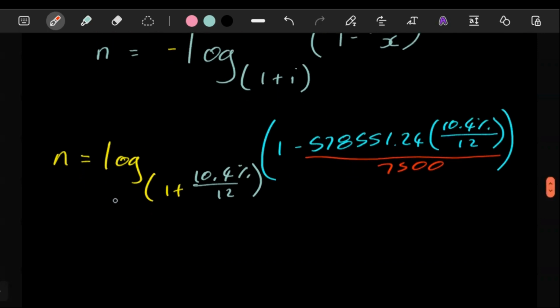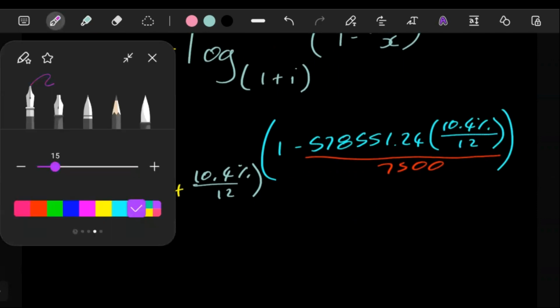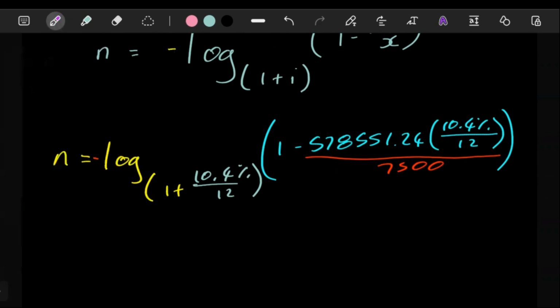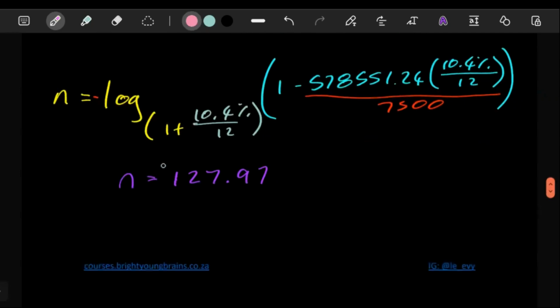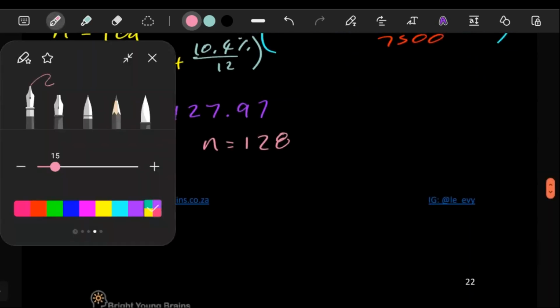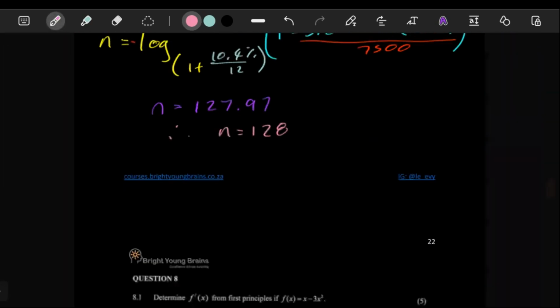So our value of n here, oh, negative, I forgot a negative. That's why it's coming out as a weird number. Let's put the same thing in. We're getting n equal to 127.97. So if you round off, therefore n is equal to 128. There you go. So let us move on.